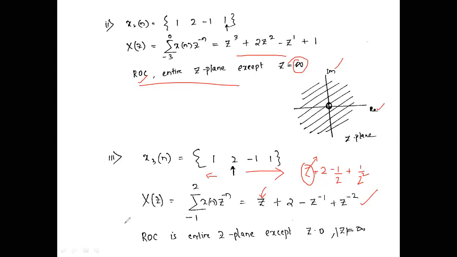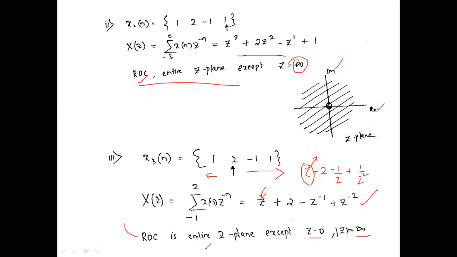So ROC, the region of convergence, means what range of z values are there for which X of z gives me finite values. So what can we guess? Except for z equal to 0 or z equal to infinity, for all the values of z, X of z is going to give me a finite value only. So my region of convergence includes the entire z plane once again, except the origin and infinity, plus or minus infinity. That is the meaning of the region of convergence.